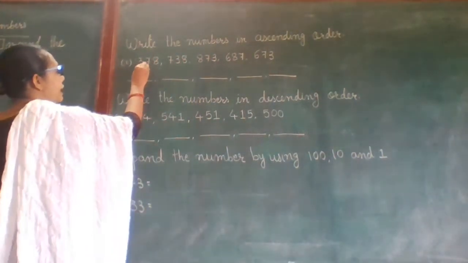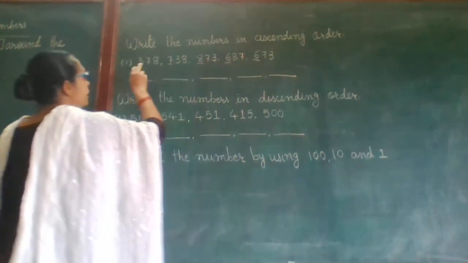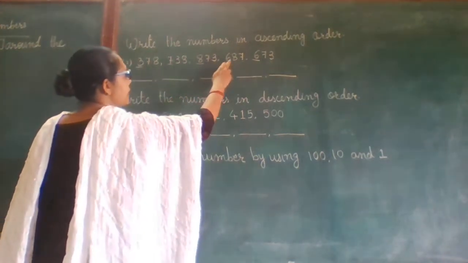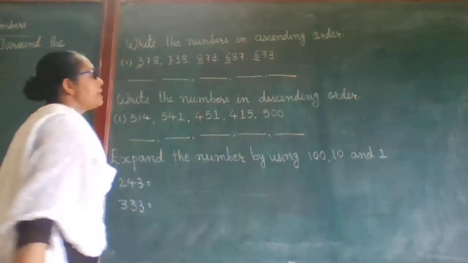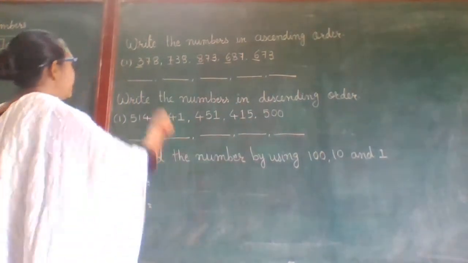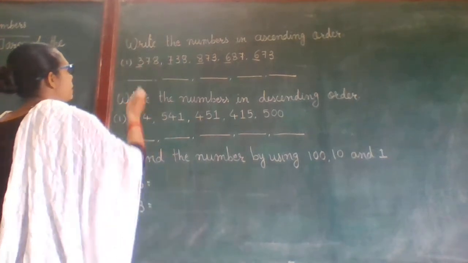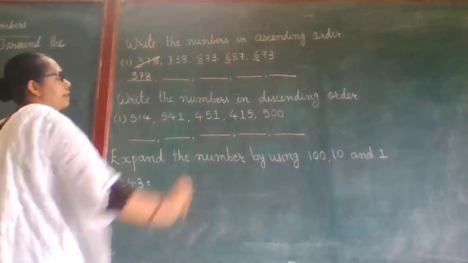See, we check their hundreds place. Here we have 3, here 7, 8, 6 and 6. So 3, 7, 8, 6, 6. Which one is the smallest one? Yes, 3 is the smallest one. So this number is the smallest one. We write it first and then we cancel.